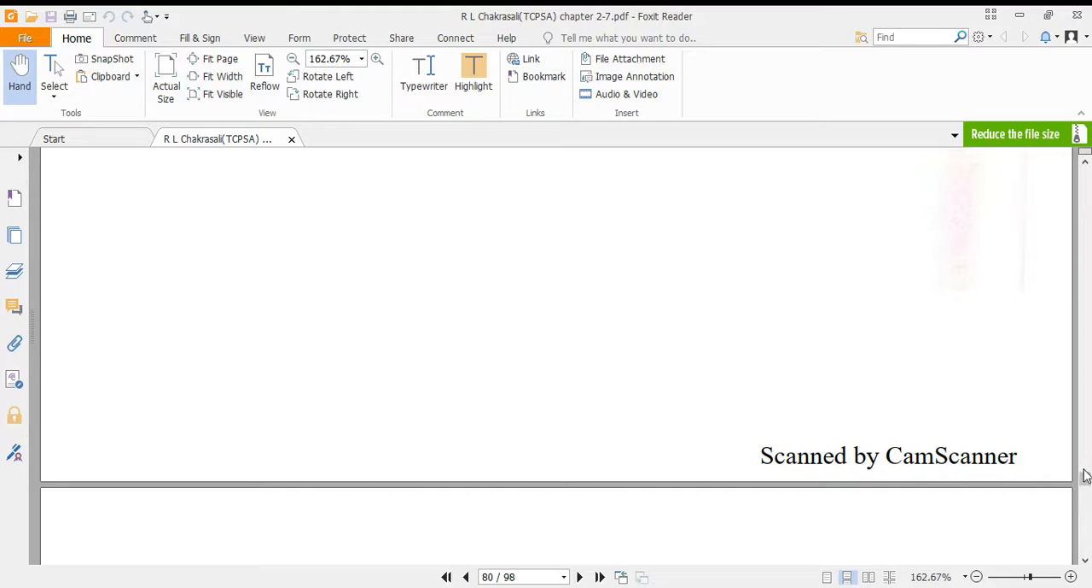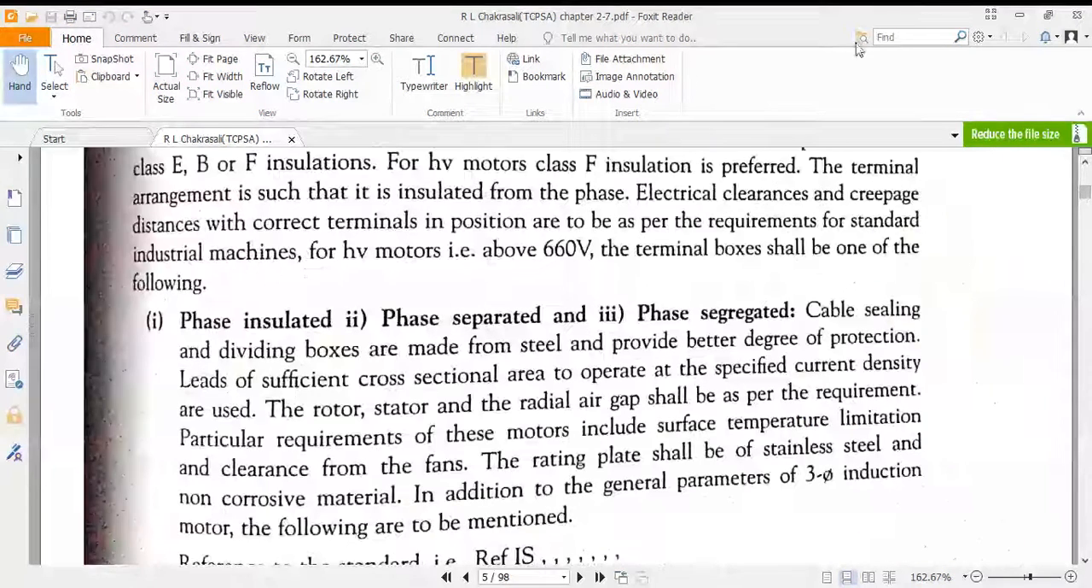Yes, with this we are ending. Testing and commissioning of circuit breakers. So today let us stop here, and the further part let us continue in our next class.